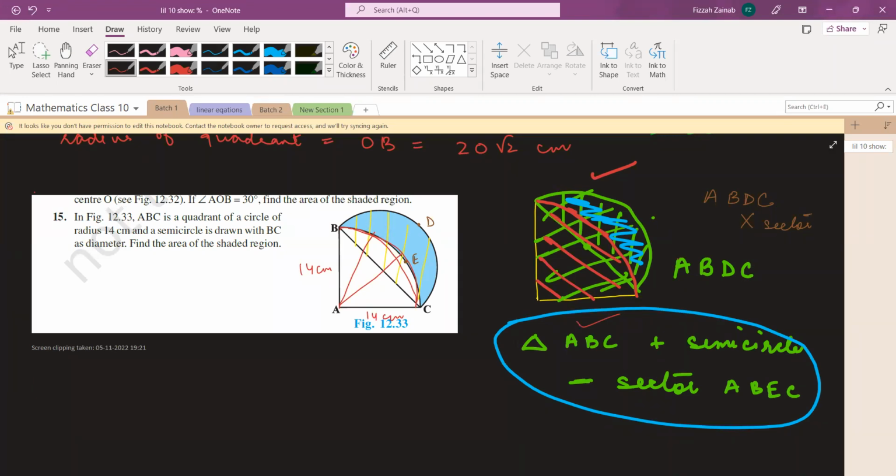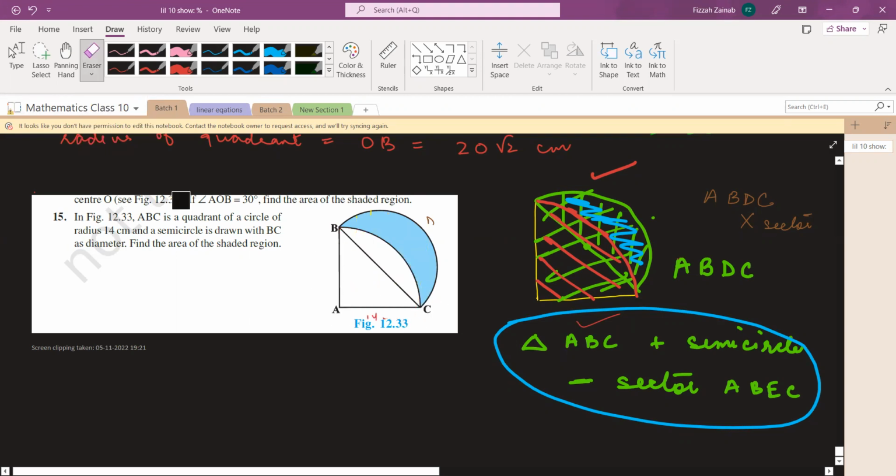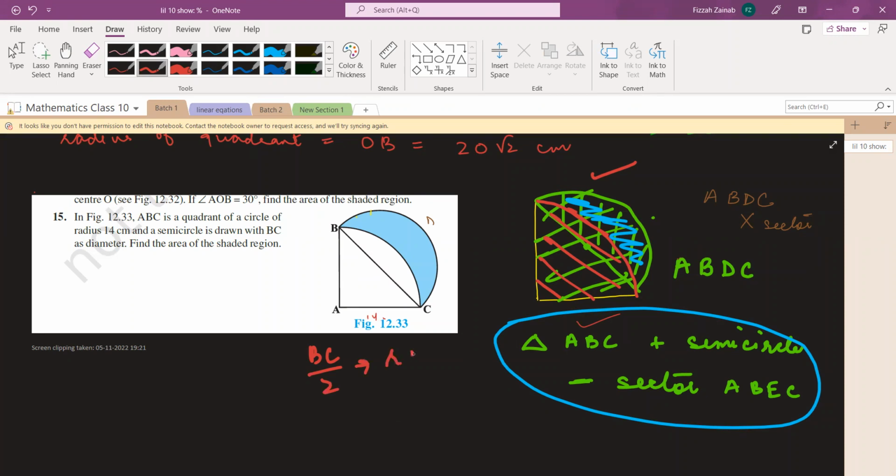Okay. Now you come to the semicircle. Area of a semicircle means you need the radius, right? Do you know the radius here? Is it also 14 centimeter? No. Why 14? Do you use the Pythagoras theorem to find it? Exactly. First of all, you will find this side BC by Pythagoras theorem. And then you will half it because BC is the diameter of the semicircle. That means half of BC will be the radius of the semicircle.